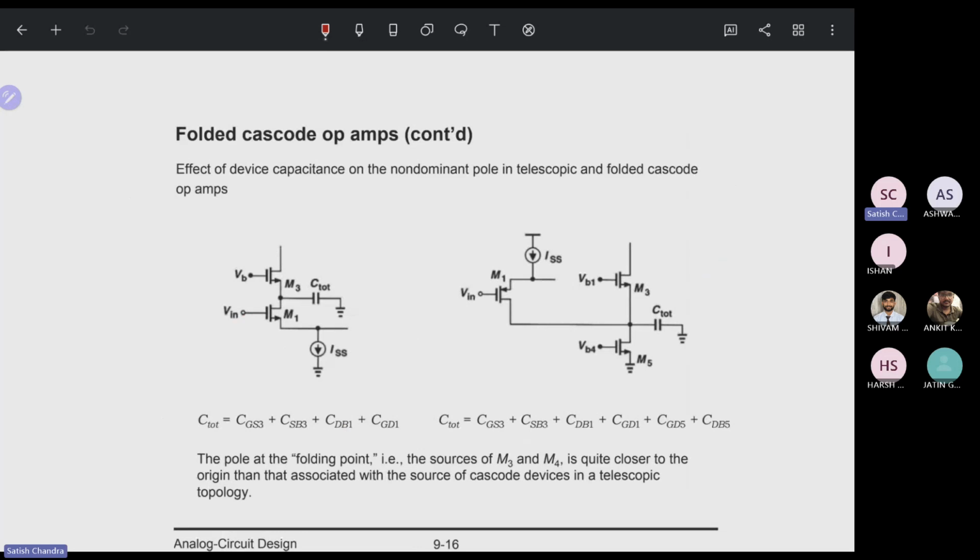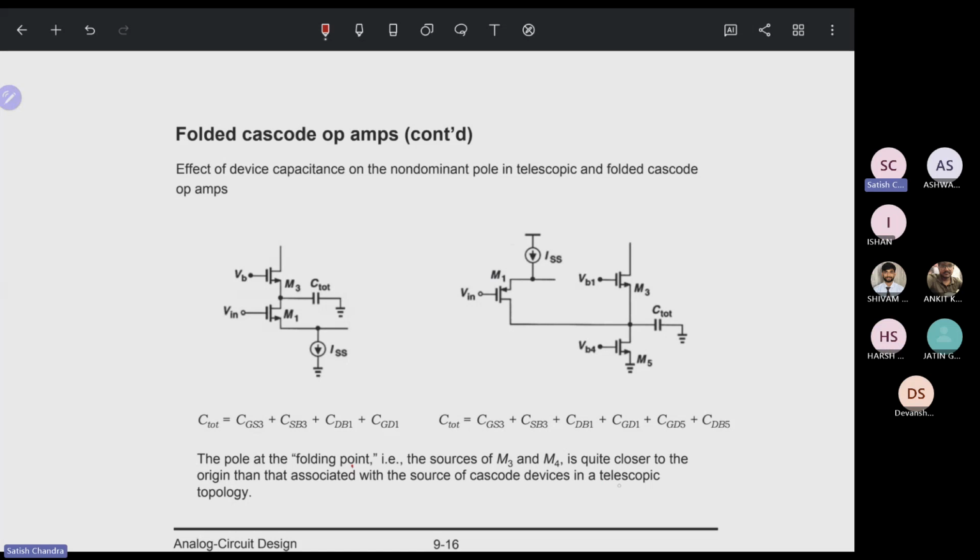Now, folded cascode op-amp. Effect of the device capacitance on the non-dominant pole in telescopic and folded cascode amplifiers. What is going to happen? Basically, the pole at the folding point, that is the source of M3 and M4, is quite closer to the origin than the one associated with the source of the cascode device in a telescopic topology.